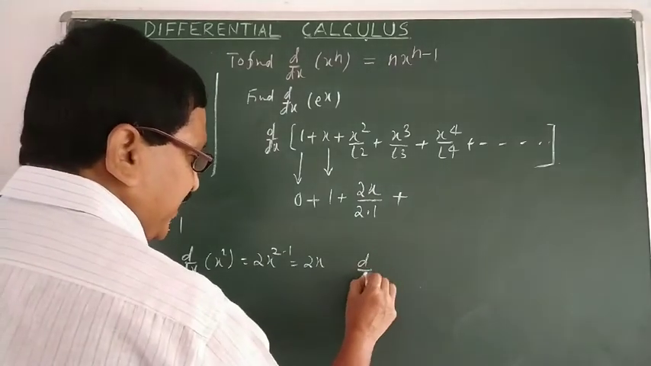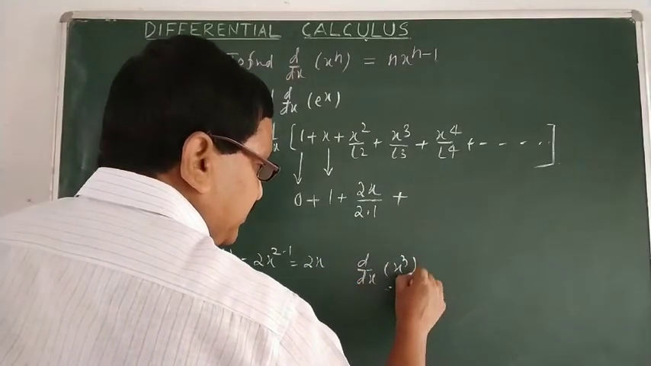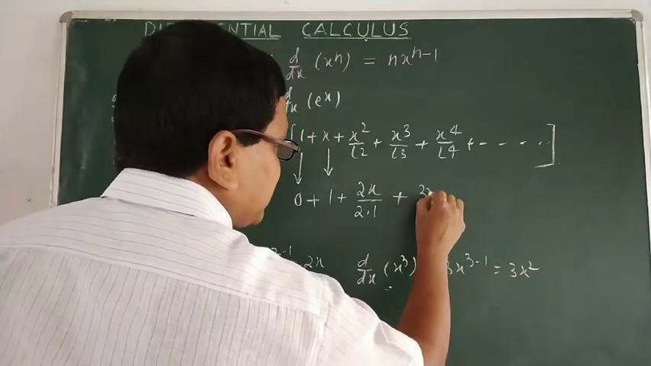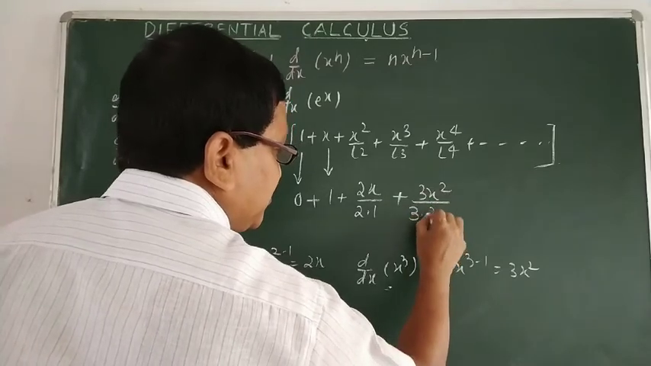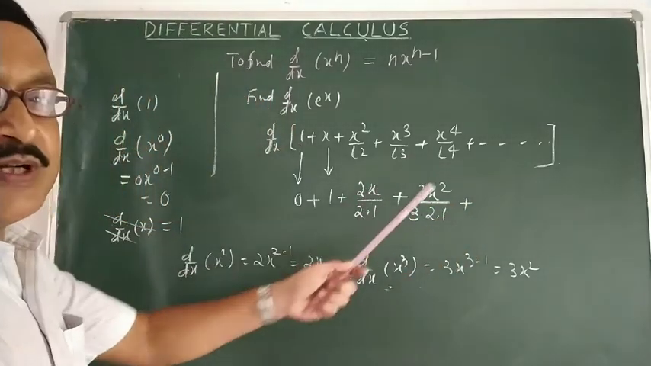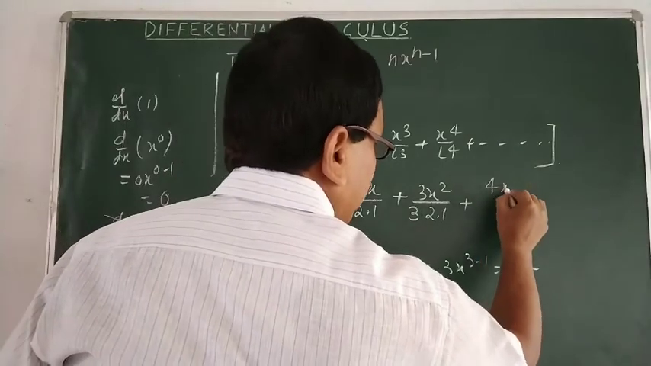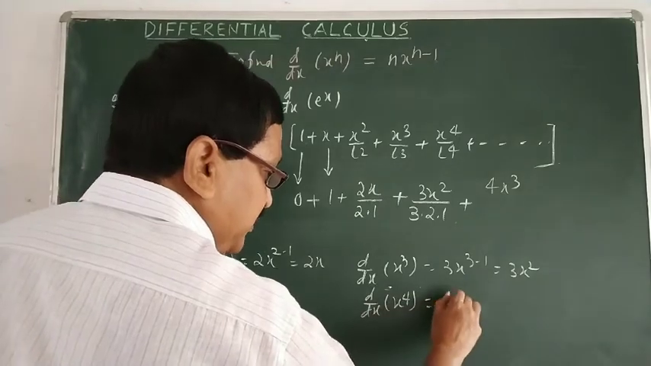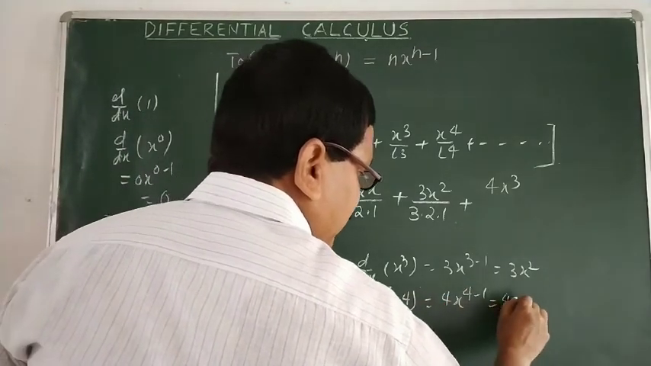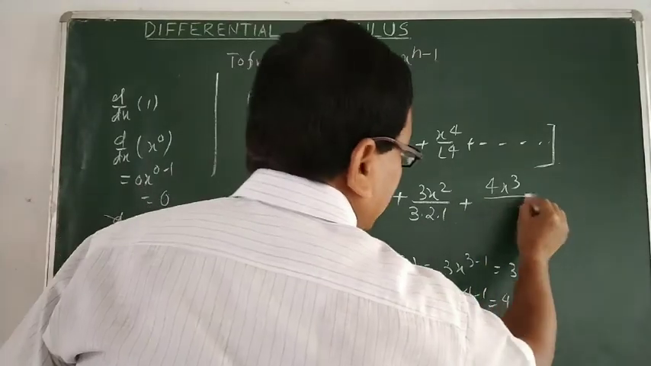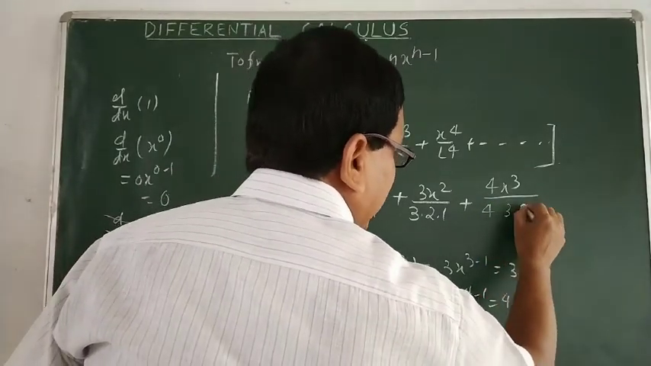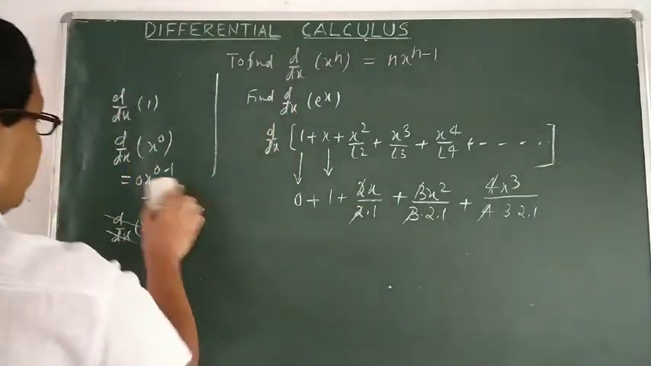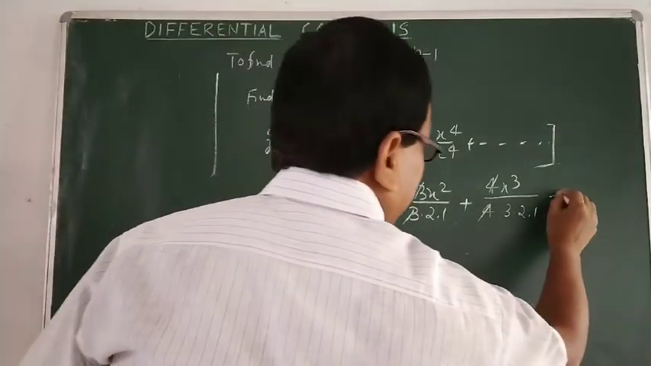Now d by dx of x cube. This is 3x^(3-1), so 3x square. So write 3x square by factorial 3, 3 2 1. Likewise x^4, differentiation of x^4 is 4x cube. You can derive here d by dx of x^4. So this is 4x^(4-1), 4x cube. And after that the factorial 4 is 4 3 2 1. Now 4 cancel, 3 cancel, 2 cancel. And after that it will continue up to infinity.